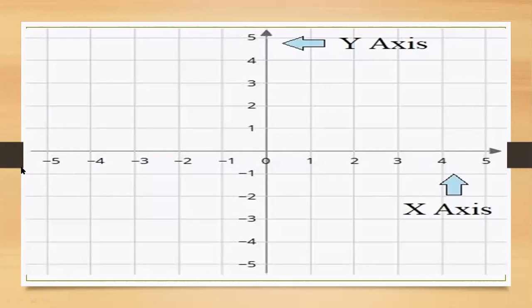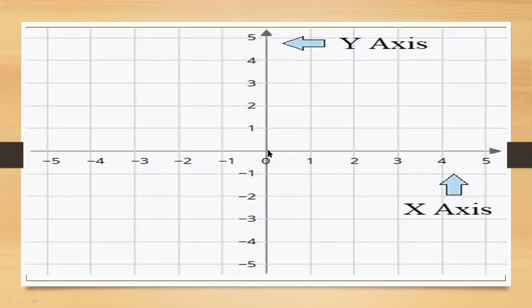This is the graph. Look here. This horizontal line is known as the x-axis, and this vertical line is known as the y-axis. When they cut each other at one point, that's O here. This is called the origin. And there are four parts: 1, 2, 3, 4. These four parts are known as quadrants. This is the first quadrant, the second quadrant, the third quadrant, and this is the fourth quadrant.